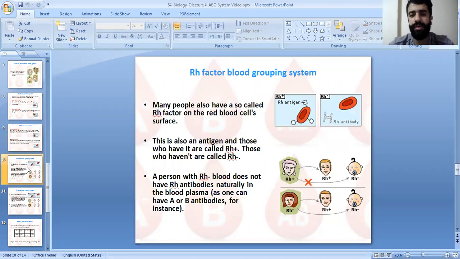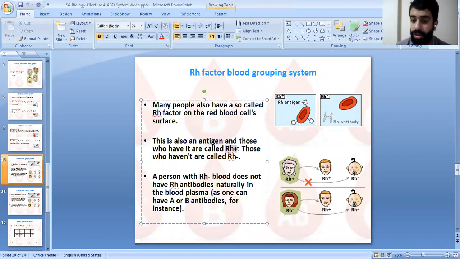RH factor, blood grouping system. RH factor, you know something that you hear about the blood group of, for example, Hassan as AB positive, or A negative, or B positive, or O negative. The one that determines whether it's positive or negative is having RH factor. This is an antigen, similar to antigen A and antigen B. So if you have it, you are RH plus, you are positive. If you don't have it, you are RH negative.